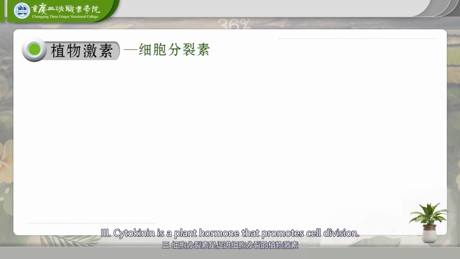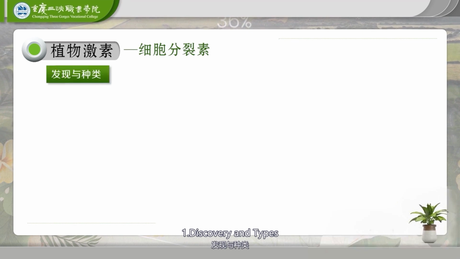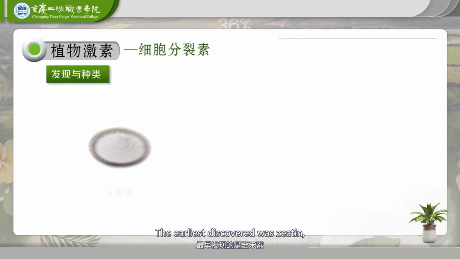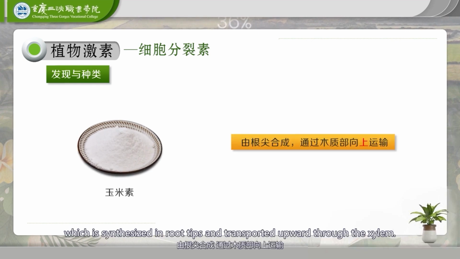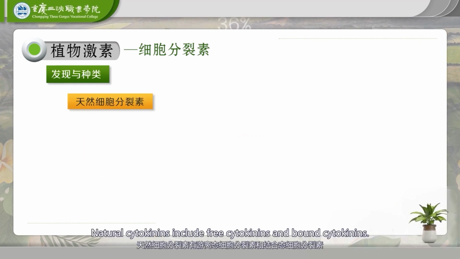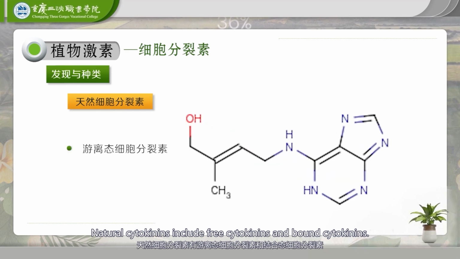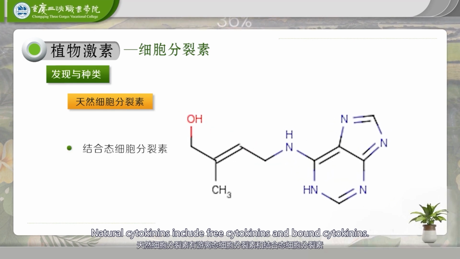3. Cytokinin is a plant hormone that promotes cell division. Discovery and types. The earliest discovered was zeatin, which is synthesized in root tips and transported upward through the xylem. Natural cytokinins include free cytokinins and bound cytokinins.